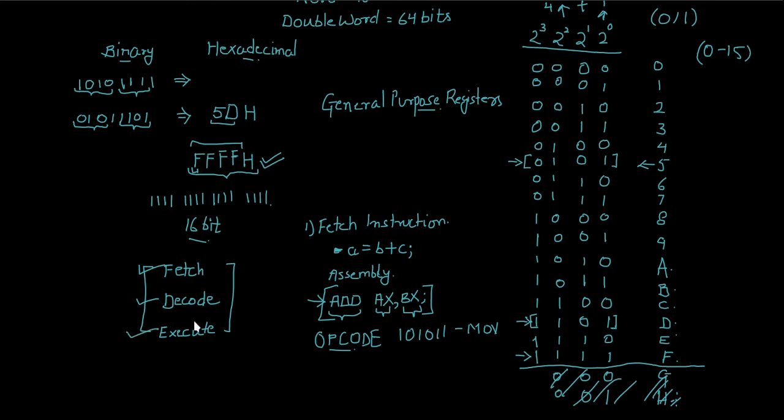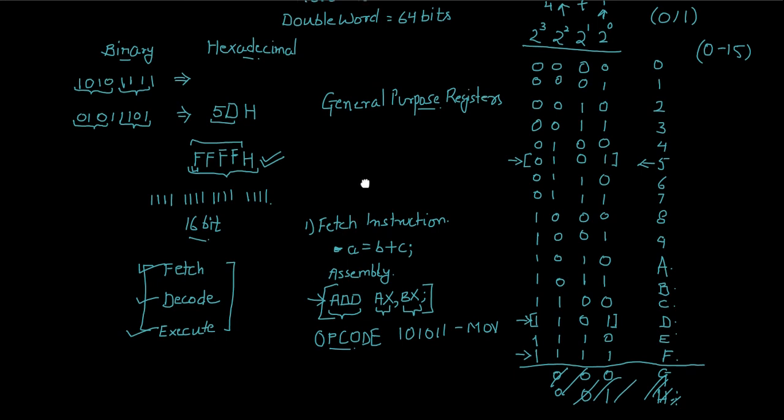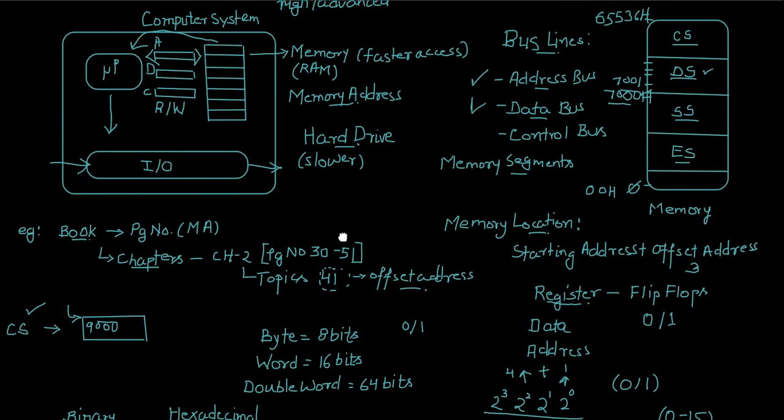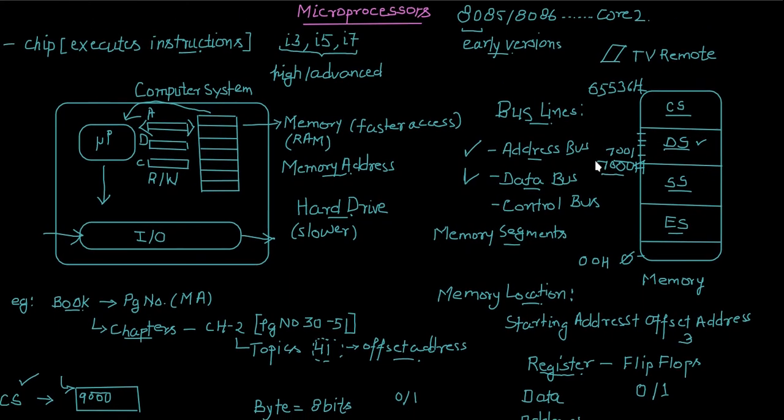So these are the three words which we will use in the architecture, and in the architecture I will draw a diagram representing all of this information. I will display the memory, the segment registers, and how the addresses are fetched. We are going to discuss it in the microprocessor architecture in the next tutorial.